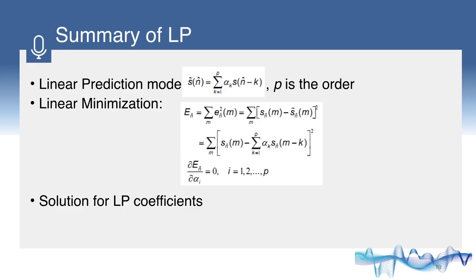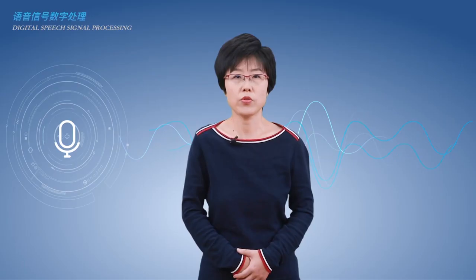Different methods of solution lead to somewhat different sets of optimal prediction coefficients. The commonly used methods are autocorrelation method and the covariance method. The two methods compute signal in different ranges of interval and lead to different types of matrix equation solution.